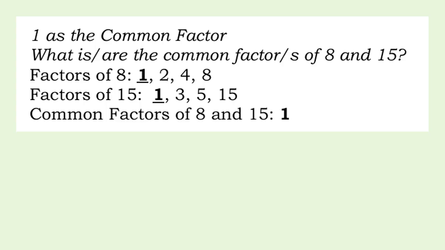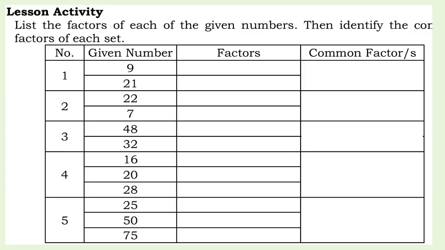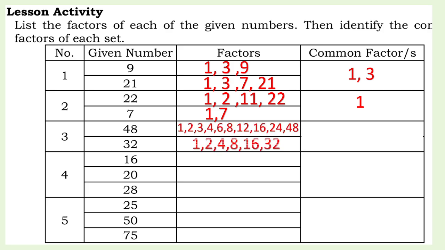What is the common factor of 8 and 15? So the common factor of 8 and 15 is 1. So let's answer this. Number 1, factors. Common factors, 1 and 3. Number 2, common factor, only 1. Number 3, factors, common factors, we have here 1, 2, 4, 8, and 16. Number 4.